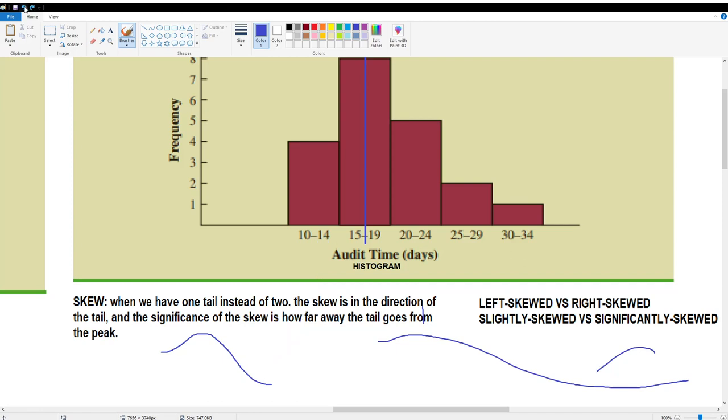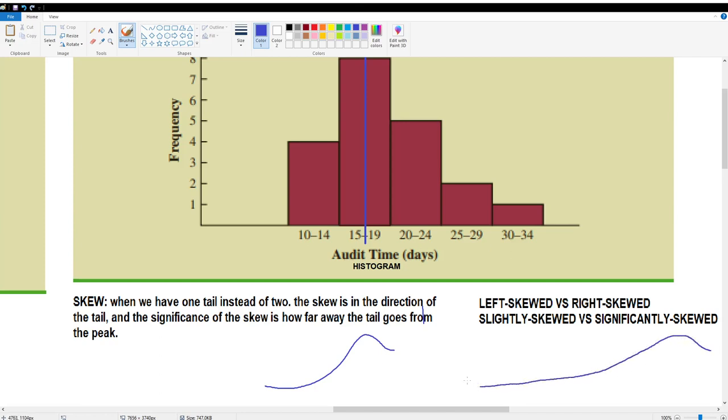So we talked about the right skew. What about the left skew? The left skew is just the opposite. So here you can see the tail goes off to the left. And in this one, you can see it goes very far off to the left. So the first one was slightly left skewed, whereas the second one is significantly left skewed. The part that is very important, the part that you will want to have written down, is this box. Your skew is in the direction of the tail, and the significance of your skew is how far away your tail goes from the peak.